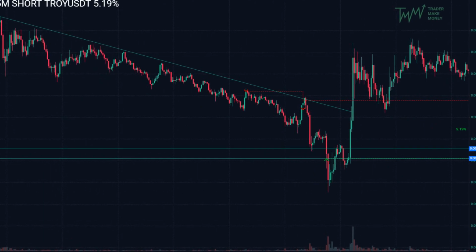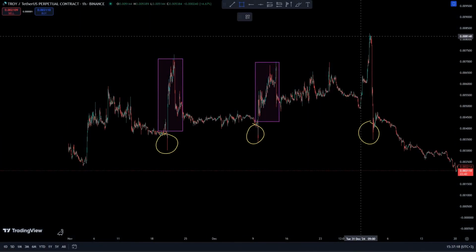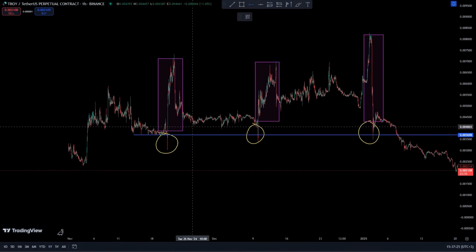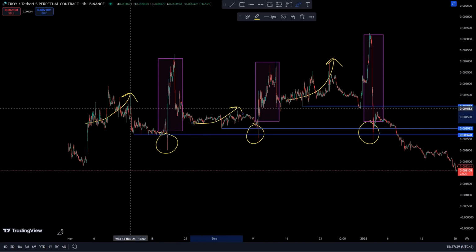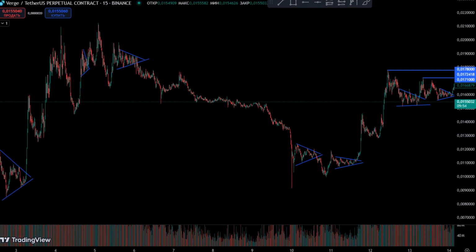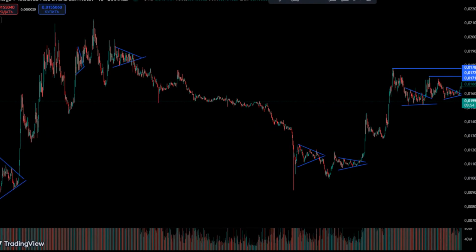Let's summarize the result of the strategy. The most important thing here is to analyze the history of the coin and find 100% situations. I'll also give an example of the coin Liquidity. This coin formed a lot of triangles. This is on the 15-minute time frame. There were also many of them on the 1-minute time frame.